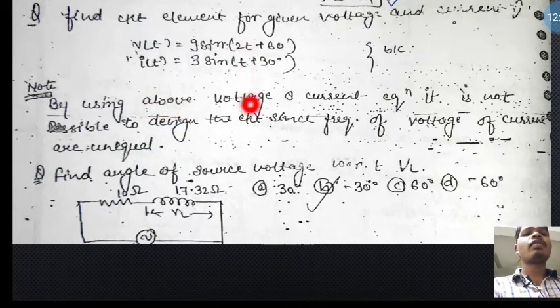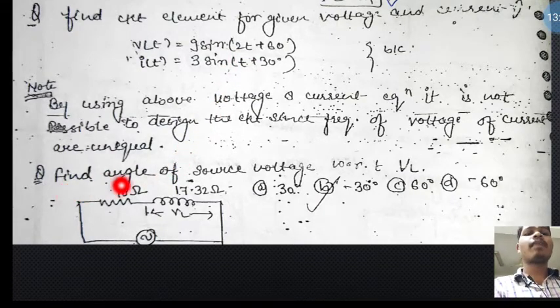So by using the above voltage and current equations, it is not possible to design the circuit, since the frequencies of voltage and current are unequal. That's why we are not able to calculate what type of element is there, and what the value of that element is. So due to the frequency mismatch, we are not able to calculate all those things.